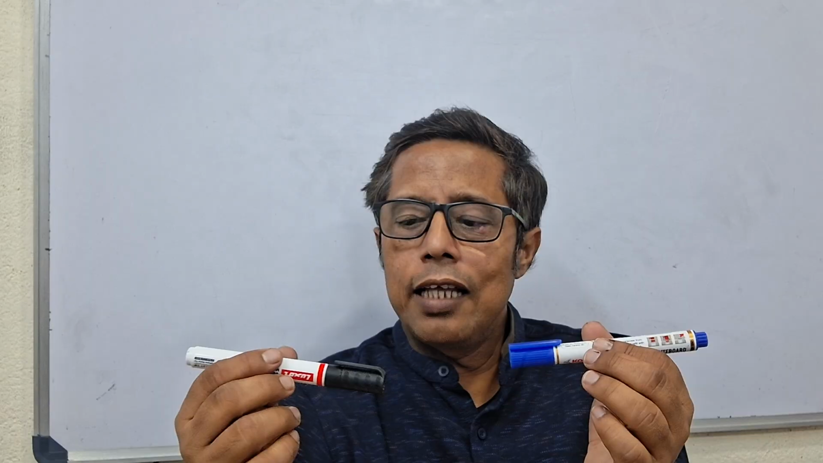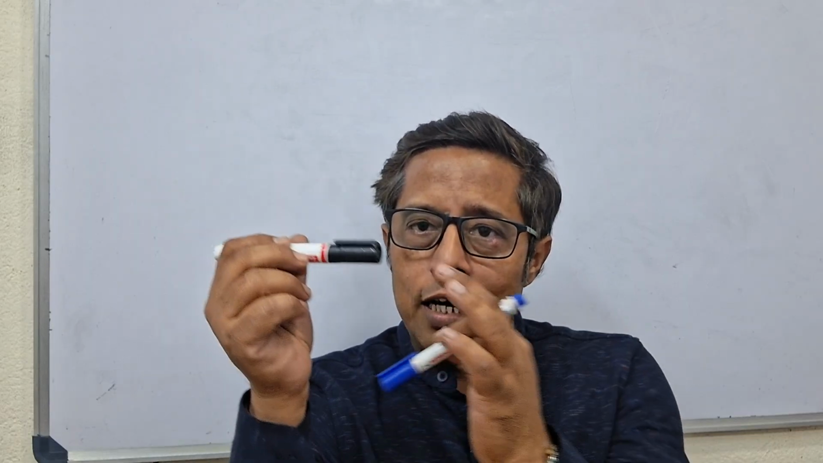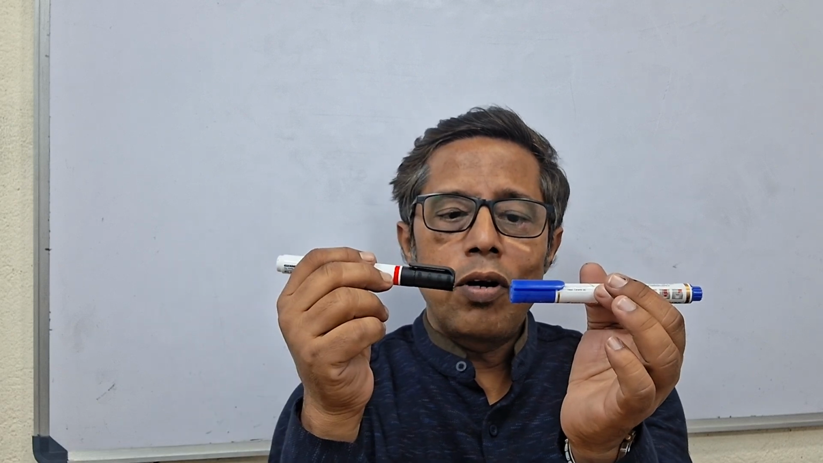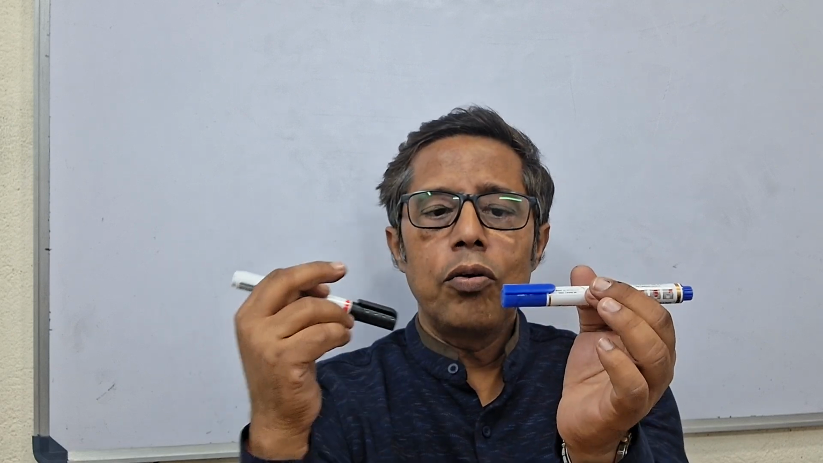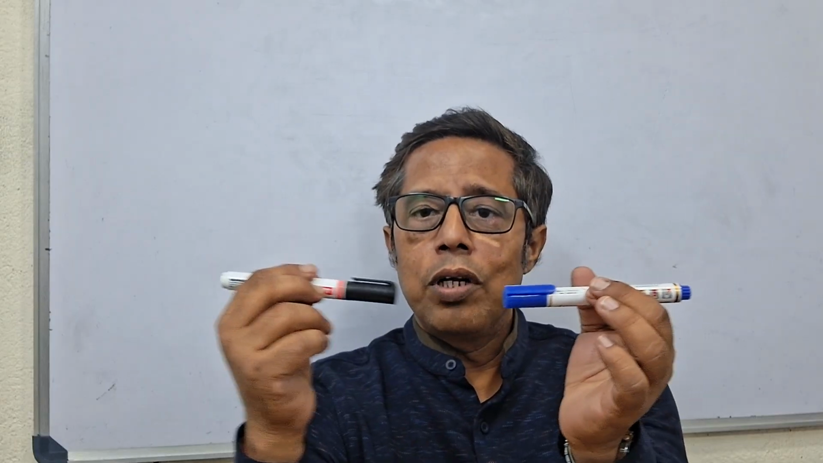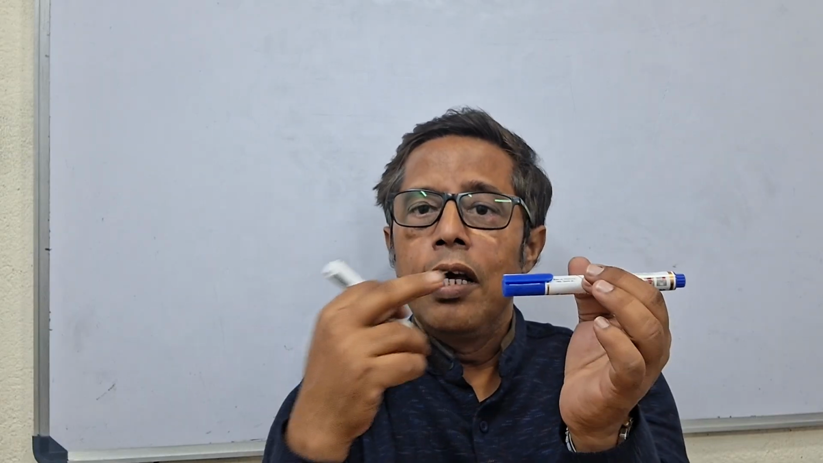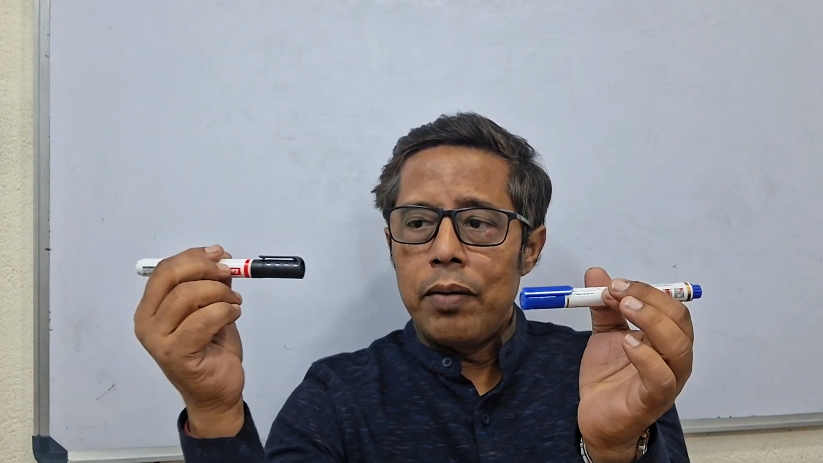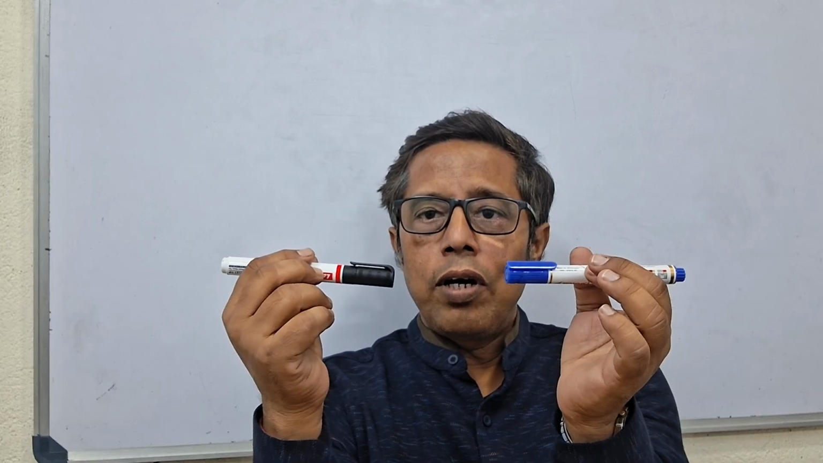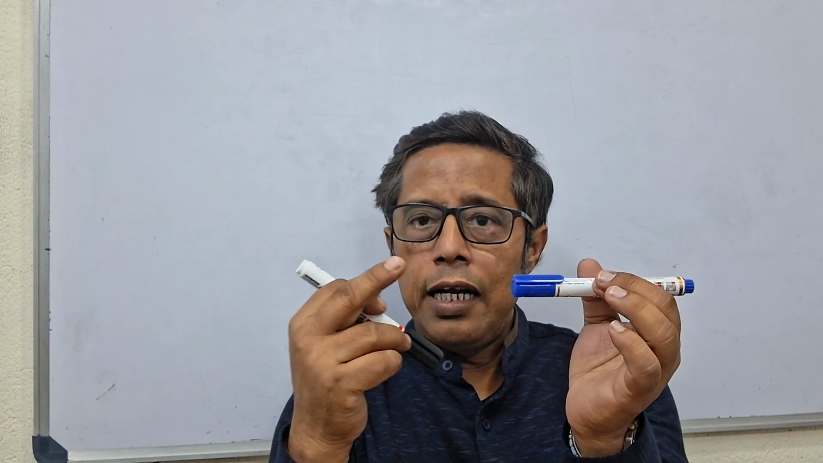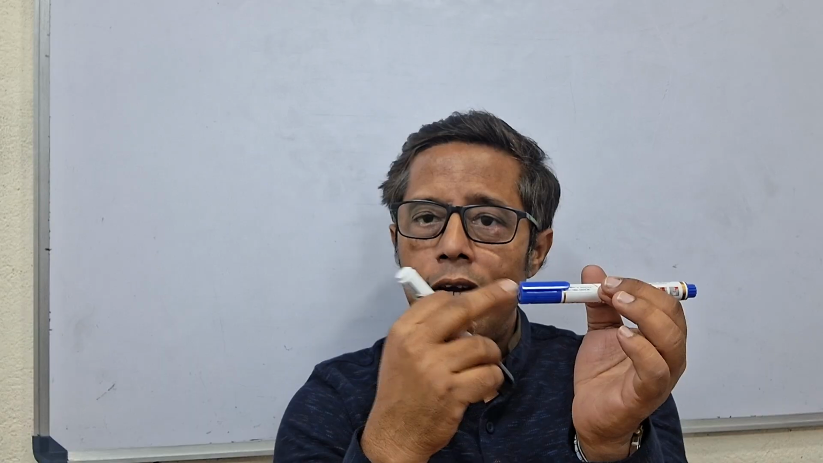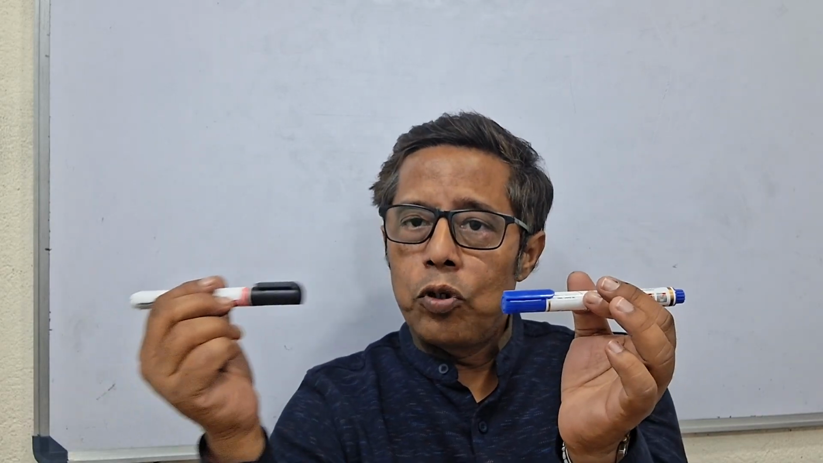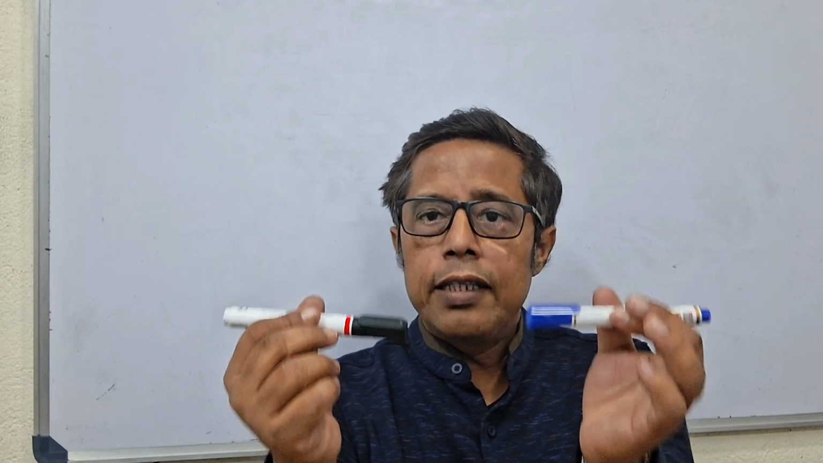So what Lenz is saying is that, let's say this is a north pole, if the north pole is approaching this conducting wire or coil, then whenever the current flows, it will flow in such a way that there will be a north pole. Whenever a magnet is trying to approach this conducting wire, after electromagnetic induction there will be a north pole here, so that north pole and north pole will repel. So the approaching event is going to be opposed by Lenz's law.